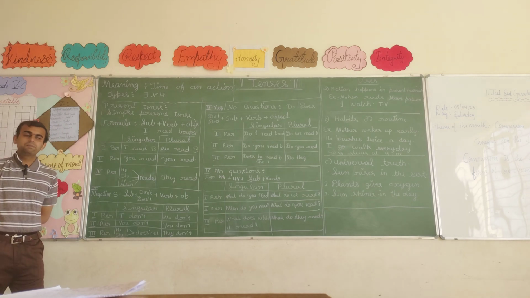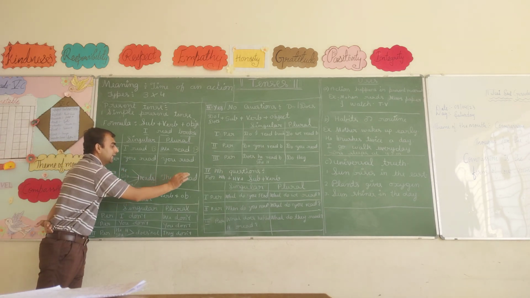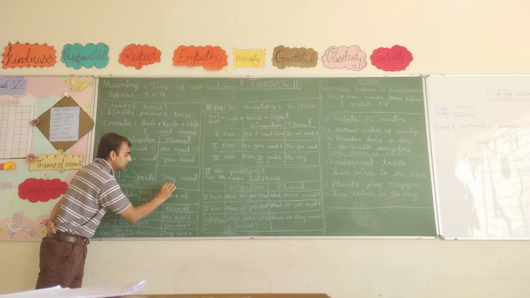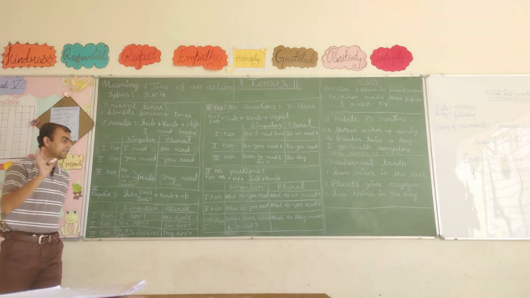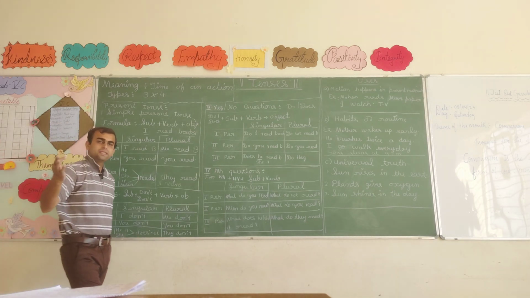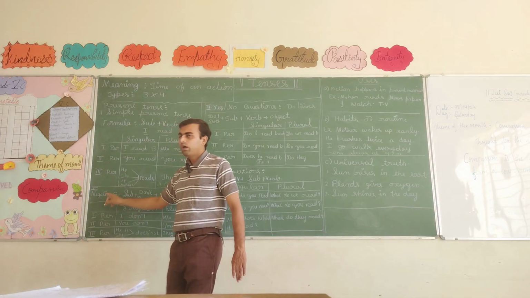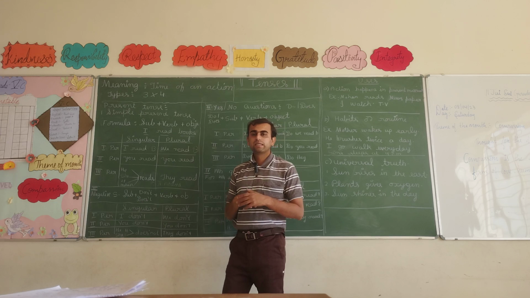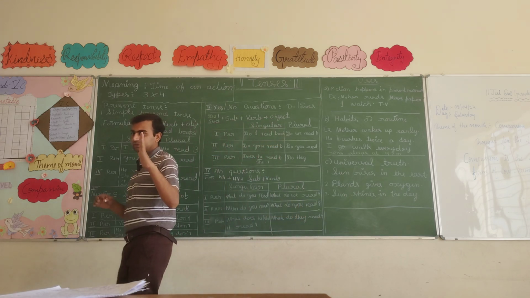Then third person plural, they read book. Or if there are two nouns, we have to say Mohan and Ritvik read book. Is it clear?